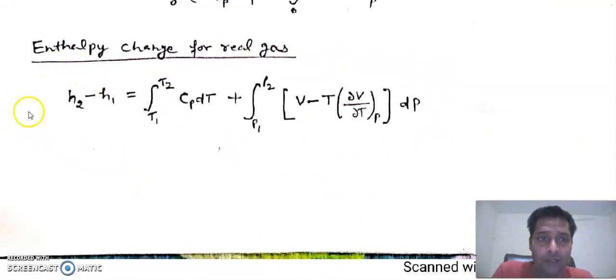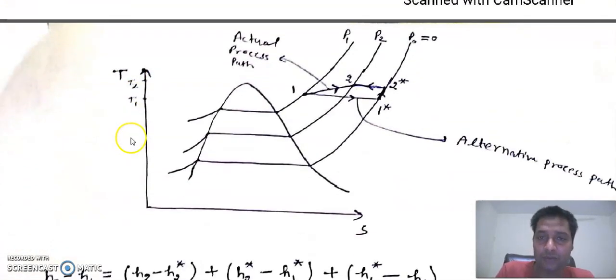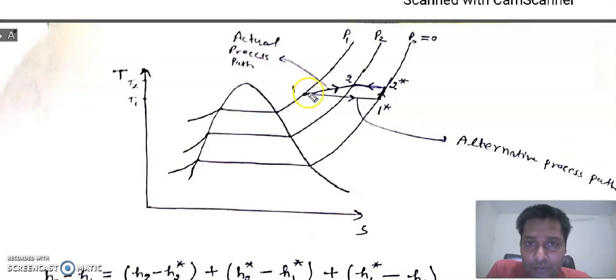Alternatively, we have a different method for calculation of enthalpy. As we know, enthalpy is a state function. It does not depend upon the path followed to reach that state. So I will use this property and choose an alternative path. Instead of going from state 1 to state 2 directly, I will follow the path 1, 1 star, 2 star and 2.